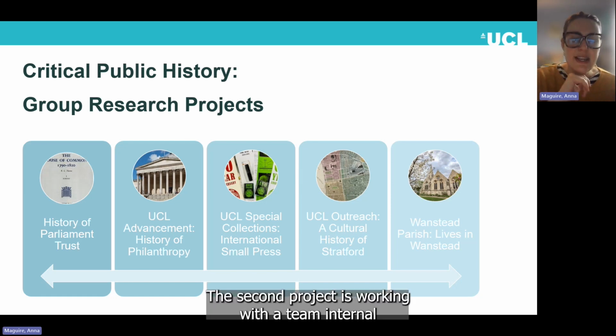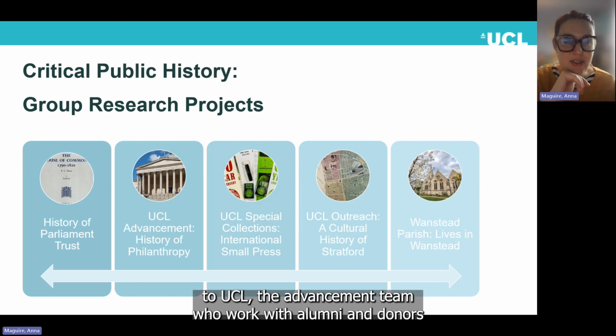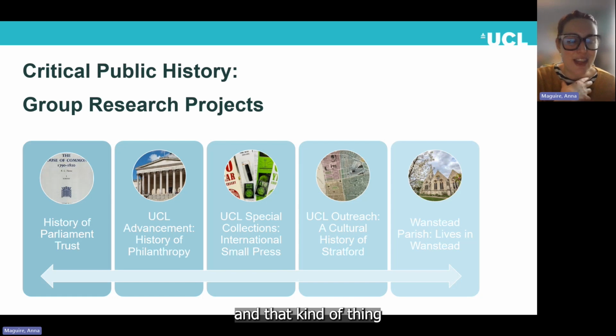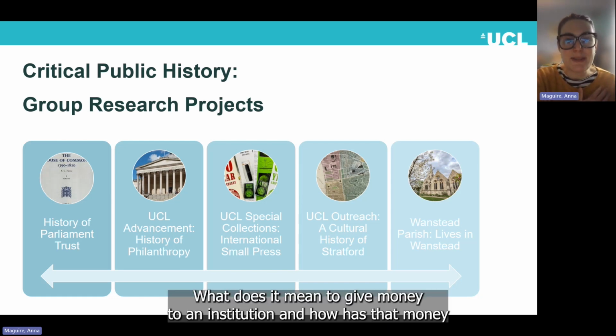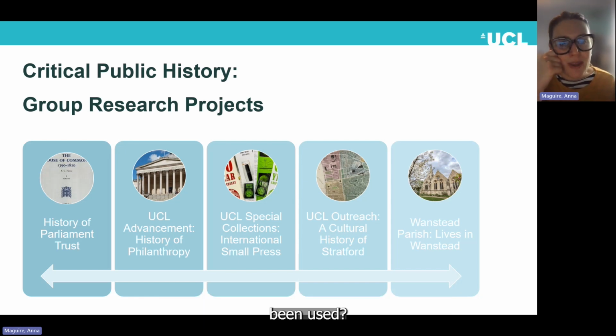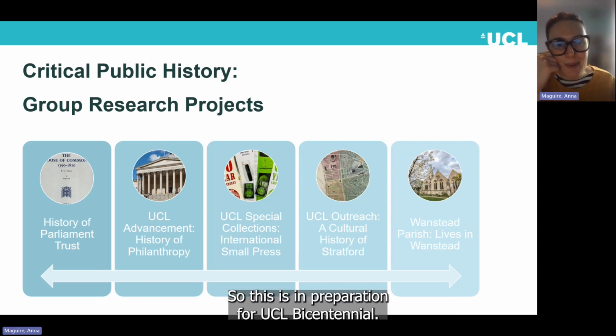The second project is working with a team internal to UCL, the advancement team, who work with alumni and donors and that kind of thing, to think about the history of philanthropy within a university. What does it mean to give money to an institution, and how has that money been used? So this is in preparation for UCL's bicentennial.